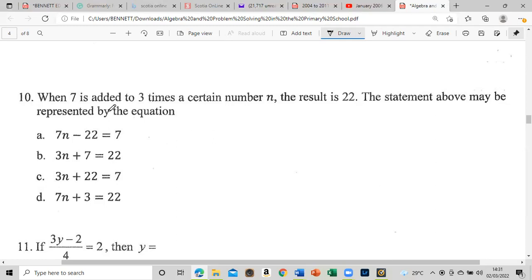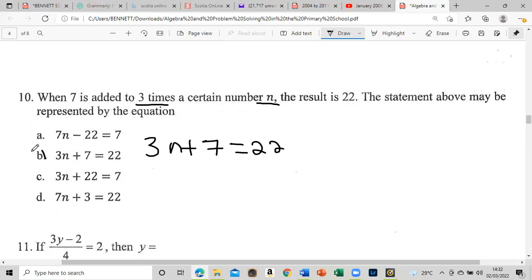All right, so when 7 is added to 3 times a certain number, so 7 is added to 3 times the number n. So that's the first thing, right? 3 times n, and then add, between plus, the result, so it equals 22. So let's see which letter matches with that. And that is B. B for Bennett.